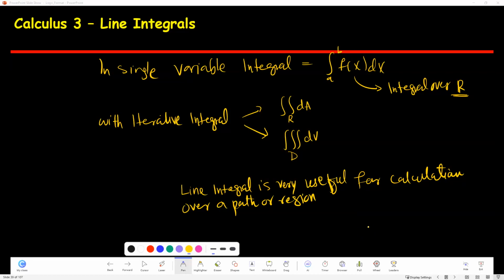For example, if I'm asking you, there is a box, right? You want to move the box to point B, and the box is at point A. If it's going to follow the straight path, you can do it. But if it follows the track, right? With a line integral, you can basically calculate the work done needed to follow this track or this path. Okay.